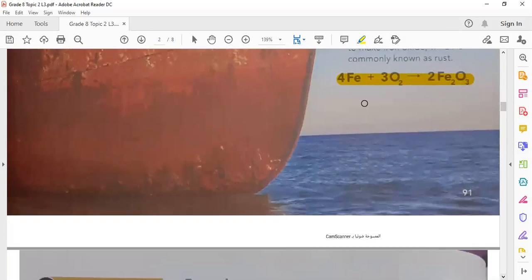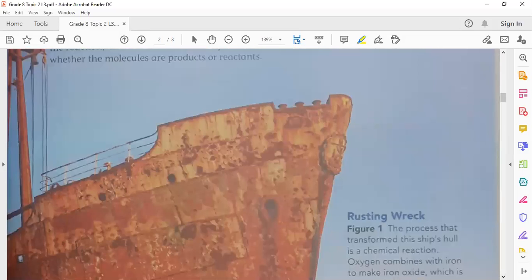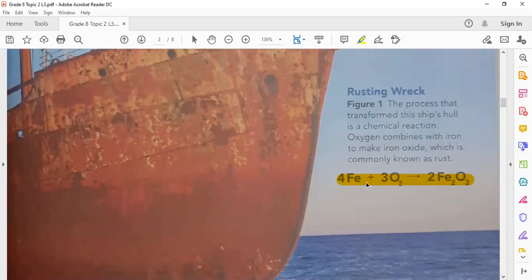In this equation here, iron and oxygen are written to the left of the arrow. They are the reactants, and the products are written to the right of the arrow. What does the arrow mean? Who can tell me? What does the arrow mean? No, not the product. The meaning of the arrow in a chemical equation is yields, or gives us. Okay. Yes. Fine.